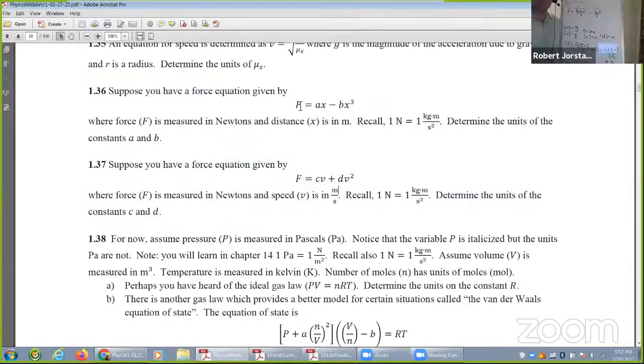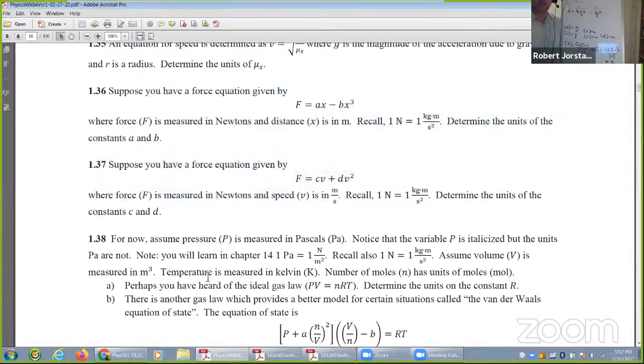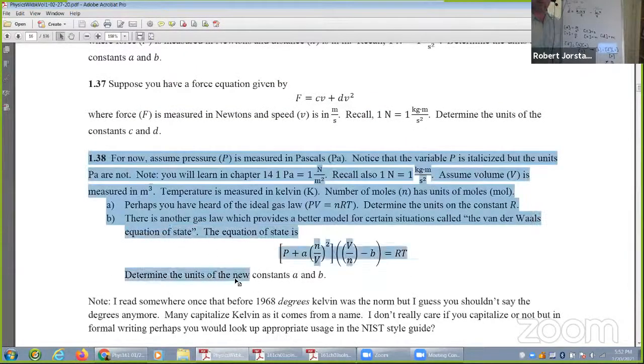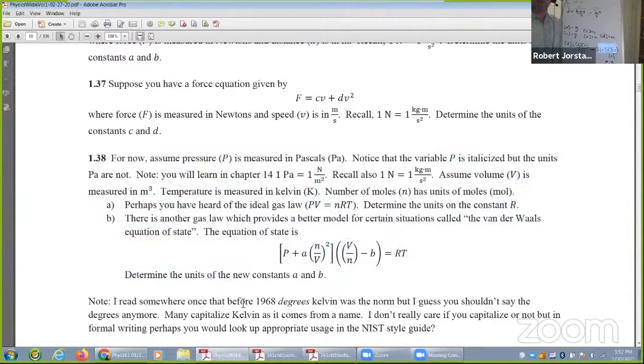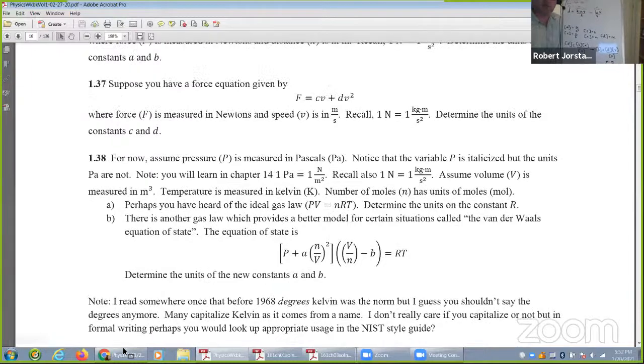You could practice this again with these questions right here and see how you do. And this one will see if you really know what you're doing, 1.38. So there are some extra practice problems. And like I said, going back one more, this stuff is not in your textbook at all.